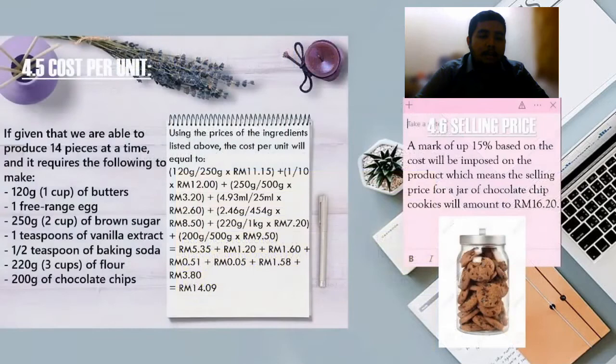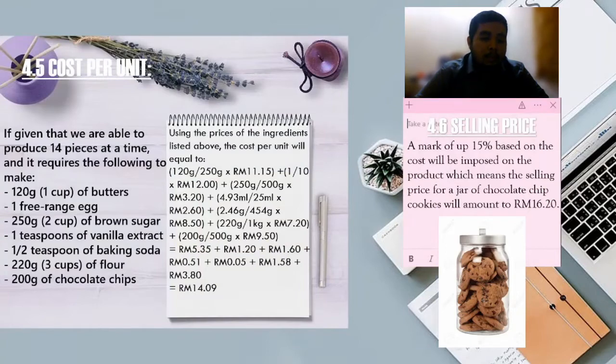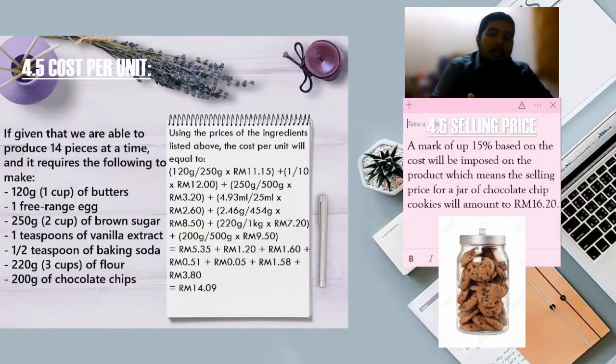Given that we are able to produce 14 pieces at a time, it requires the following to make: 1 cup of butter, 1 free range egg, 2 cups of brown sugar, 1 teaspoon of vanilla extract, 1/2 teaspoon of baking soda, 3 cups of flour and 200 grams of chocolate chip. Using the prices of the ingredients listed above, the cost per unit will equal, as you can see, the cost per unit for the ingredient.